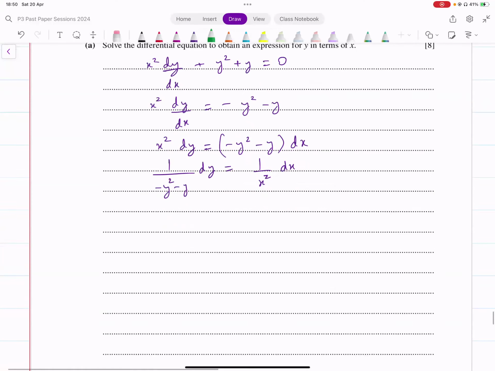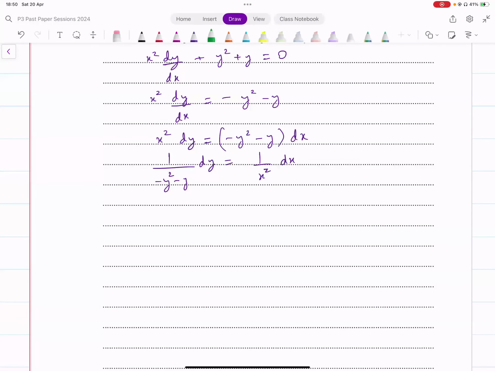Now we need to integrate this. How do we integrate this? Let's integrate the left-hand side and the right-hand side. Now the right-hand side is simpler. It's 1 over x squared. How do you integrate that? You can write x squared in the numerator. That becomes integration of x raised to power minus 2 with respect to x.